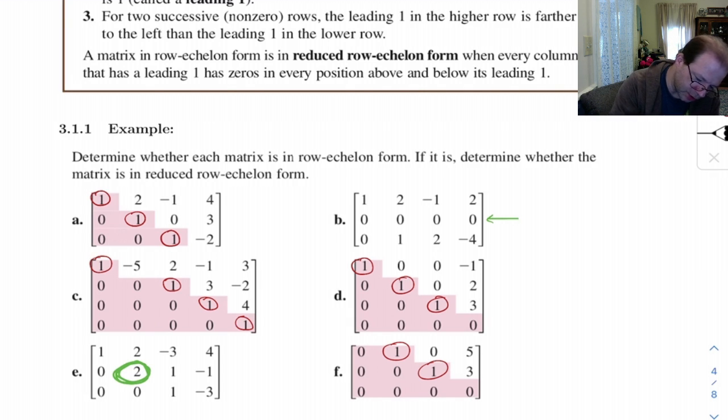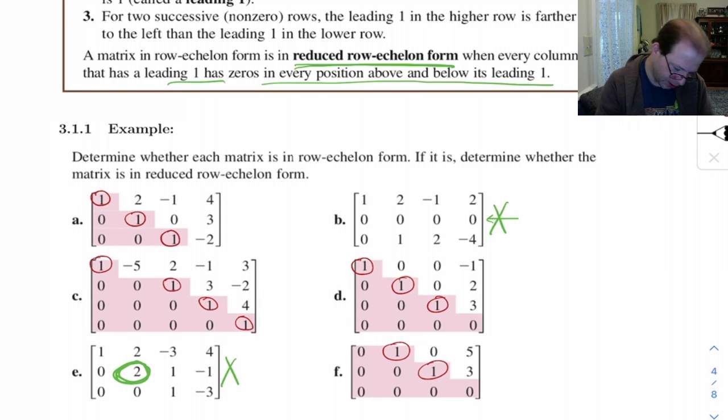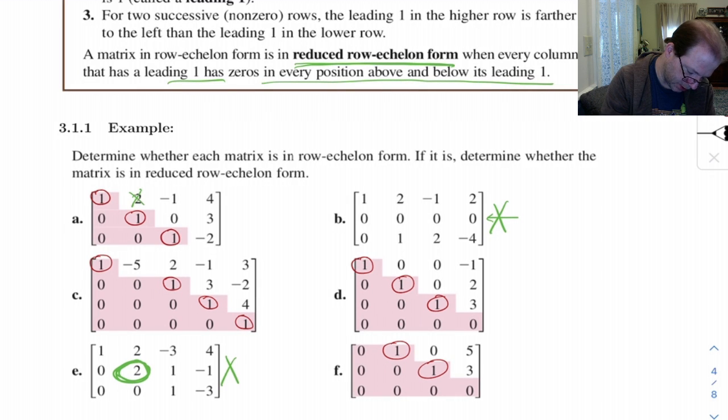Let's see. These others, are the others in reduced row echelon form? Well, reduced row echelon form just means that if a column has a leading 1, then everything above and below that leading 1 is 0. So if we come back and look at all of these, I'm going to put an X next to these two because they're not in either. Let's decide if these are in reduced row echelon form. For A, we've got a 2 here that's in the same column as the leading 1, and we've got a negative 1 there in the same column as the leading 1. So this is in REF, but not reduced row echelon form.